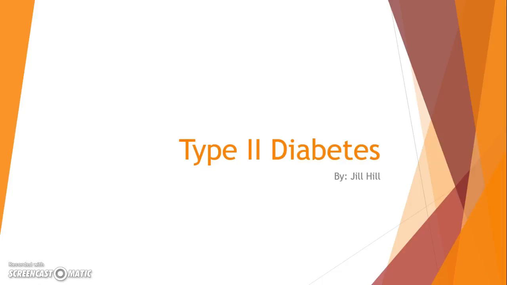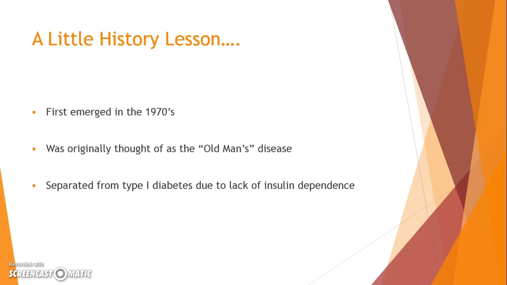Okay, so type 2 diabetes. A little history lesson. It first emerged in the 1970s. There was some research done in the 1970s to kind of separate type 1 diabetes from type 2 diabetes. It was originally thought of as the old man's disease, something that people got as a normal process of aging. Oh, Alzheimer's, dementia. Oh, diabetes, let's just throw that in there. It was separated from type 1 diabetes due to the lack of insulin dependence.